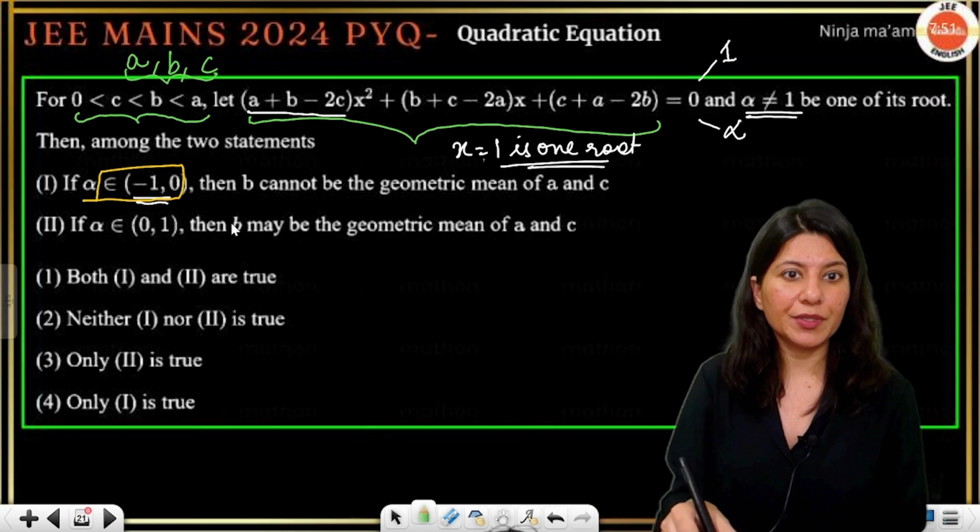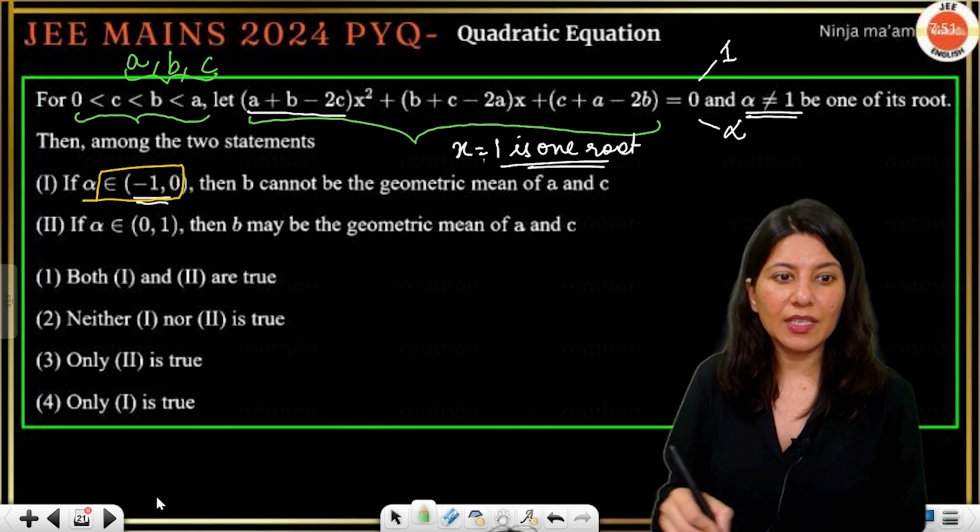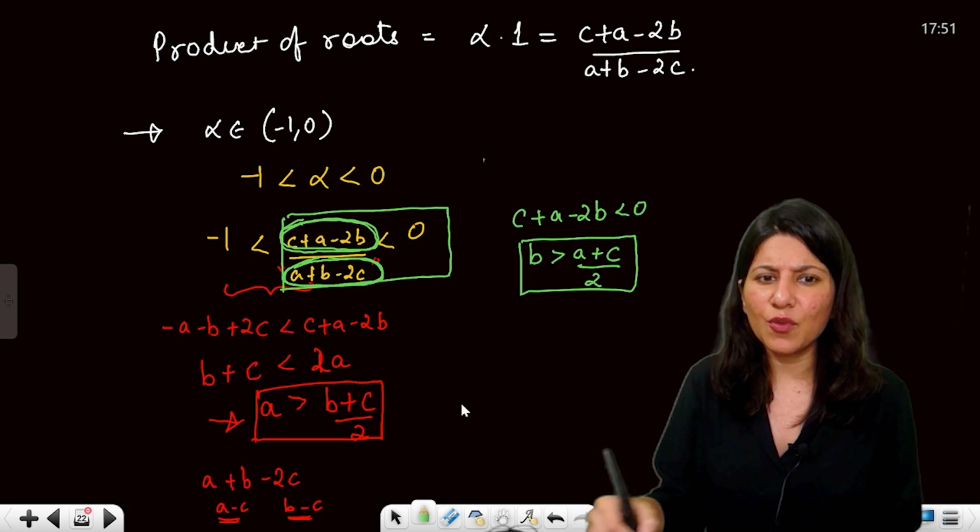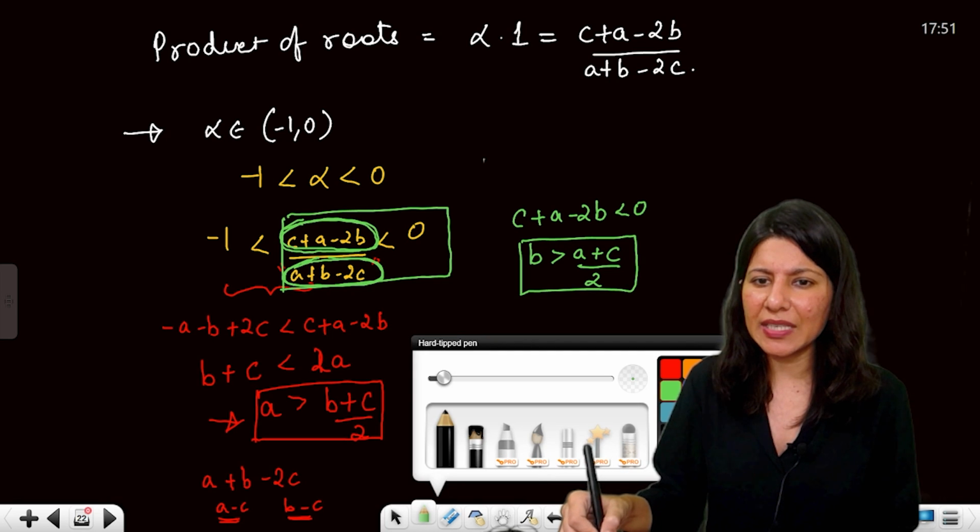Now let us talk about this. B cannot be geometric mean of A and C. But what we are getting is arithmetic mean between A and C, right?